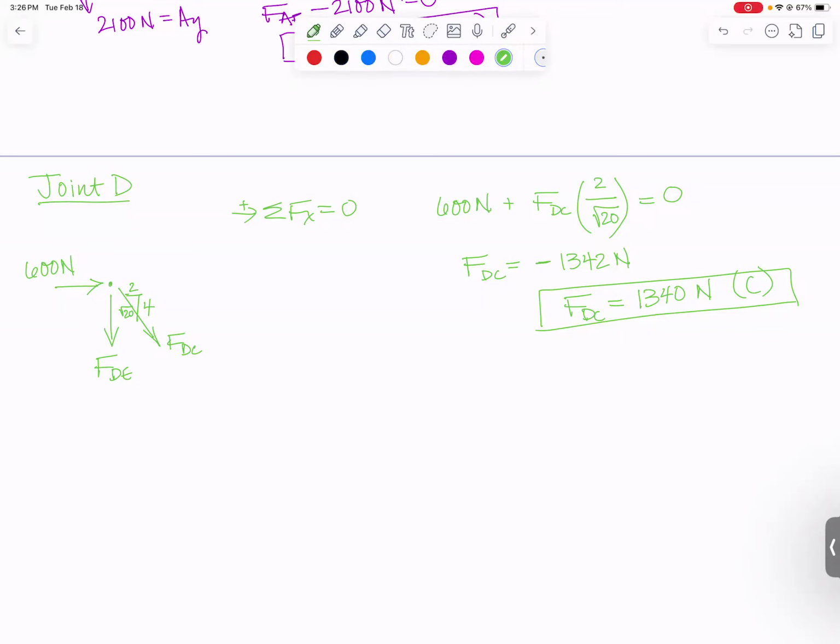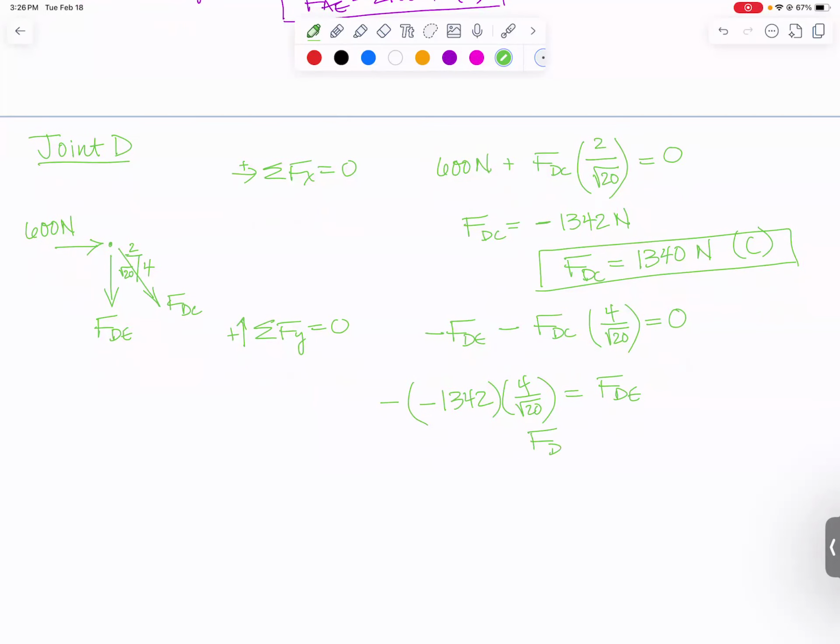So now let's do the y direction. Summation of force in the y is 0. Up is positive. So I've got minus FDE minus a component of FDC, and it'll be the 4 over square root of 20 side, equals 0. Let's bring the FDE to the other side. So I've got minus FDC, which is minus 1342 times 4 over square root of 20 equals FDE. Those minuses cancel, and I get that FDE is a positive. It comes out to be 1200 newtons, and because it's positive, it is in tension.